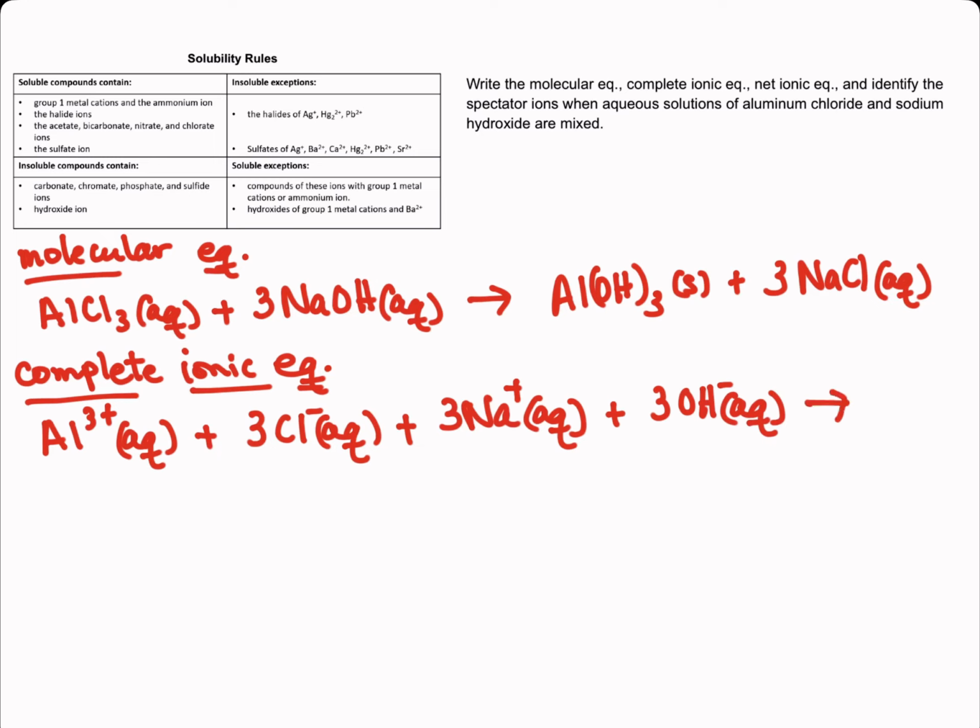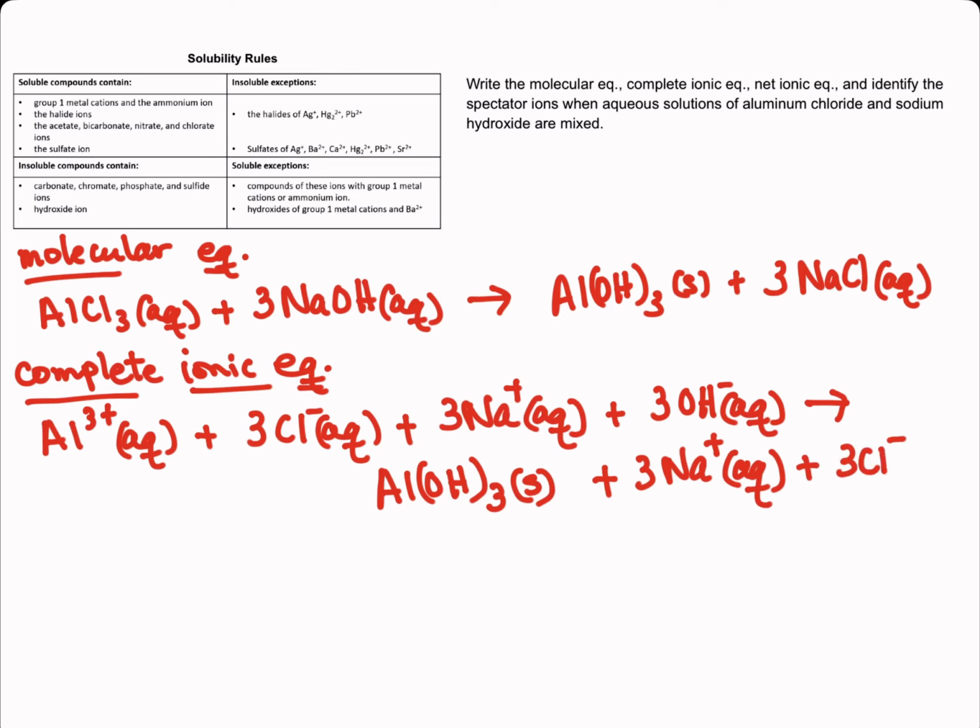Aluminum hydroxide is a solid. We don't break that up. We just write it down. Don't forget the phase. And sodium chloride is aqueous. I break that up, keeping the balance and the phases all there.